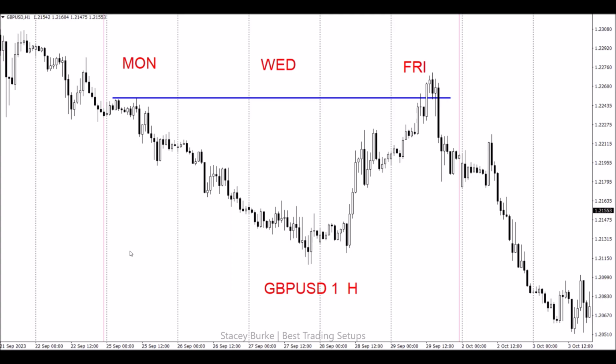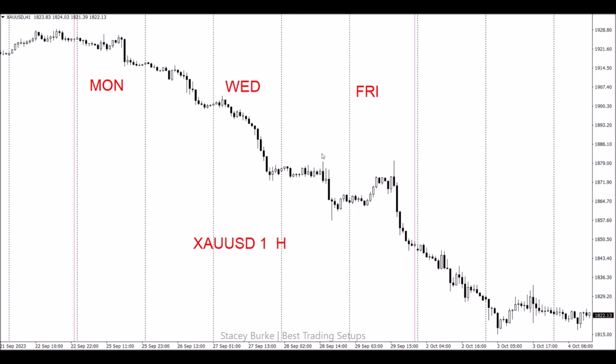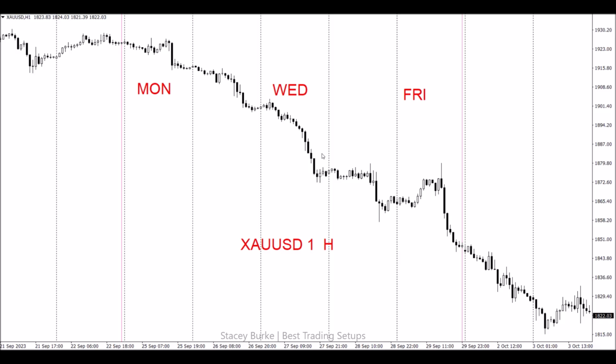But understanding just the larger picture, the templates: Monday, Tuesday, Wednesday, opening range, midpoint range, Wednesday, Thursday, Friday, closing range, high and low of the week. You can look at any instrument, and guess what? Monday is Monday, Wednesday is Wednesday, and Friday is Friday.